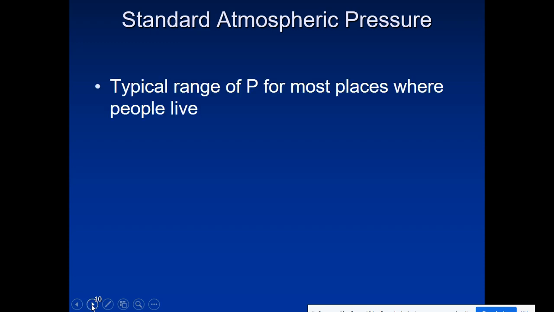When we talk about standard air pressure, this is the typical range of pressure where most people live. So typical standard air pressure is around 730 to 760 millimeters of mercury.